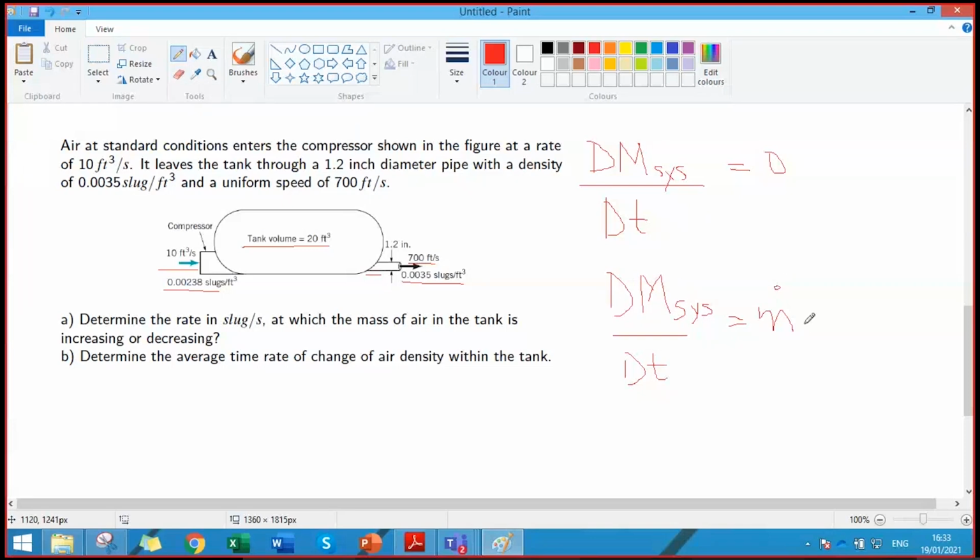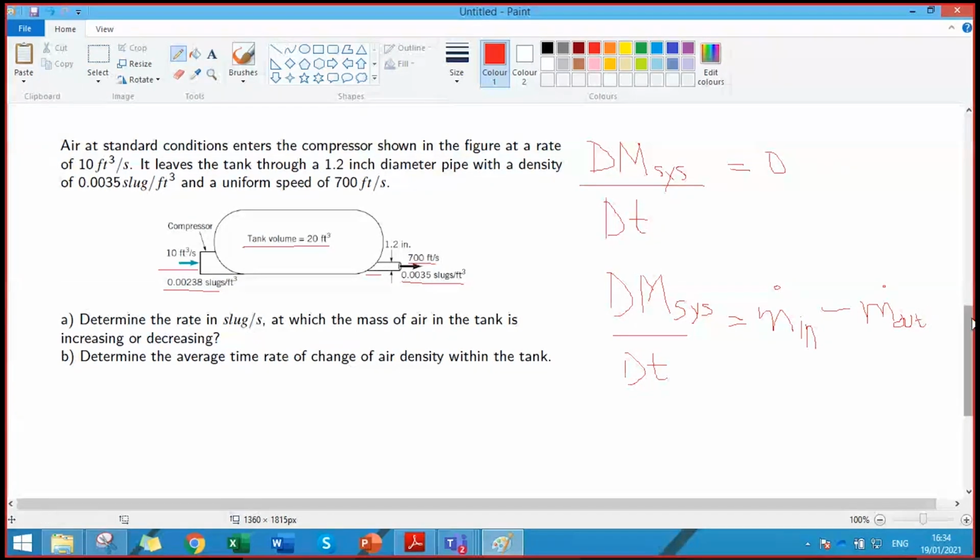The difference of the mass coming in and mass coming out should be 0 if it's a constant system. So if we can calculate this difference, we can tell whether the mass is increasing, decreasing, or constant. If it is 0, there is no increase in mass, no decrease in mass. It's a constant system.